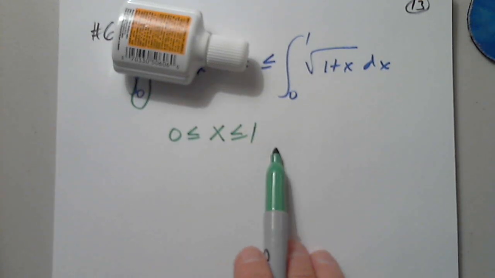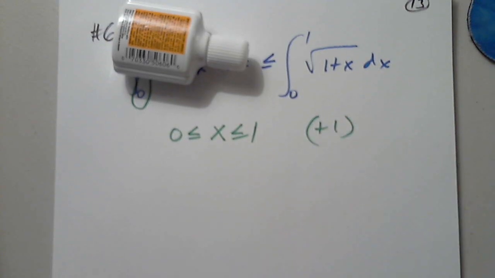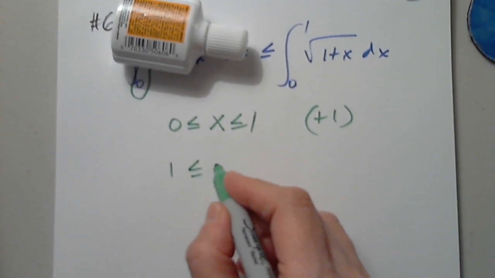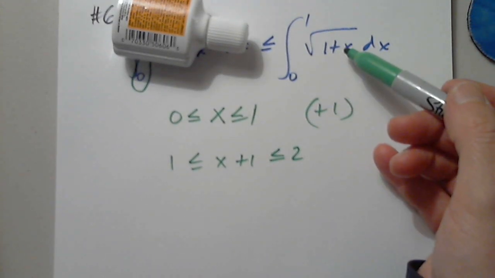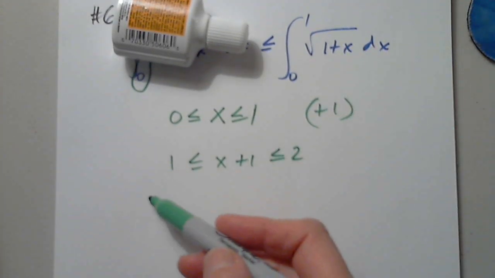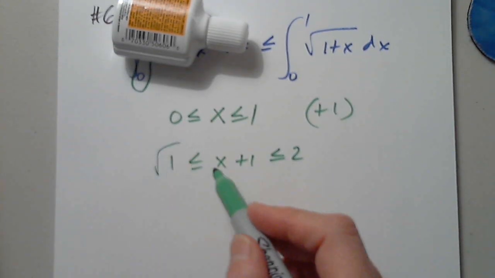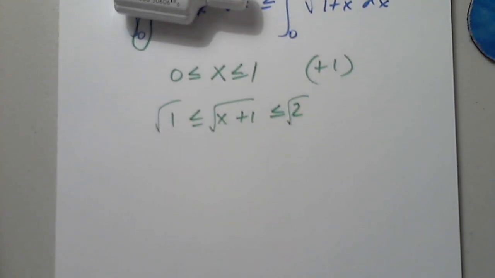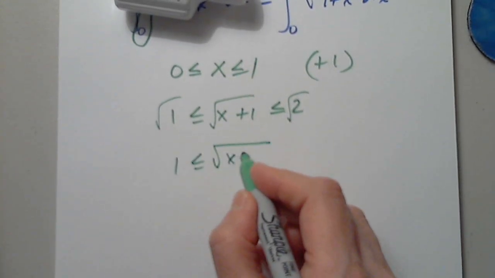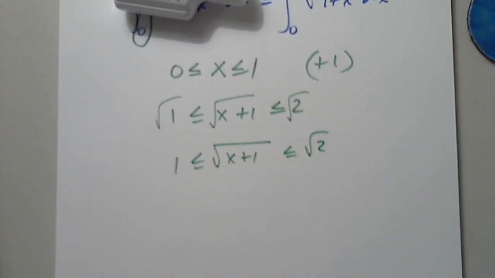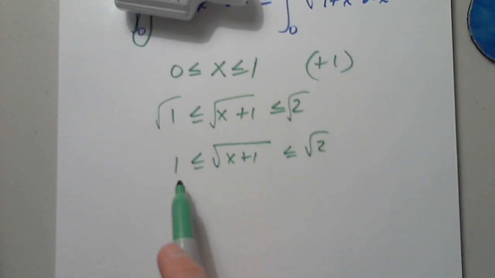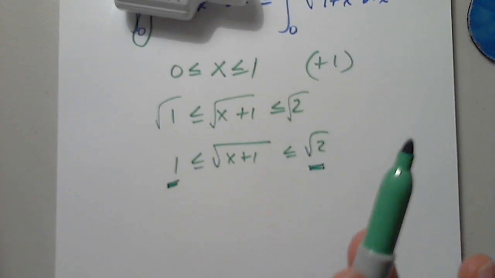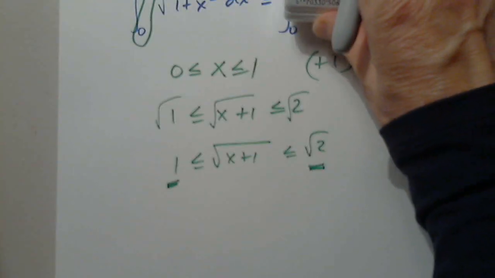Can I add 1 to all three sides? Yes, I'm allowed to. We've done that many times. Can I apply the square root? Yes, because they're all positive and increasing, right? So I have the square root of this, the square root of this, the square root of this. So 1 is less than or equal to the square root of x plus 1, less than or equal to the square root of 2. So I have an idea where the square root of x plus 1 is. It's between 1 and the square root of 2. So I looked at that side. Now I would like to look at this side.